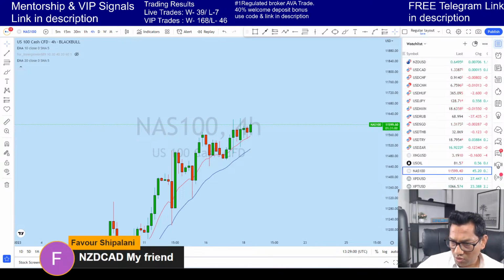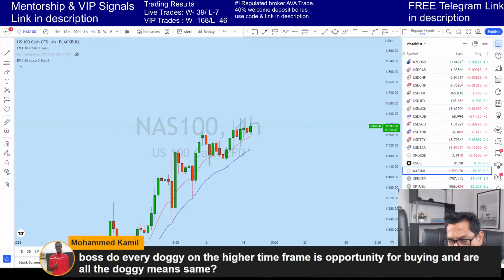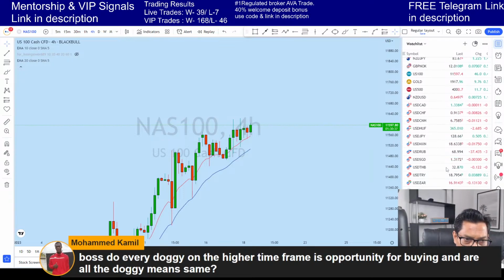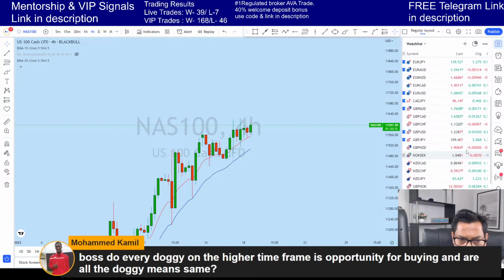Boss, is every doji on the higher time frame an opportunity for buying? No, not at all. If you see a doji, it doesn't mean that it's a buying opportunity. But a doji as a price action pattern is very powerful. A doji is like any other price action candle.